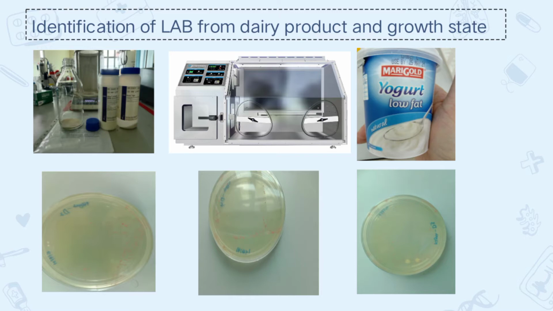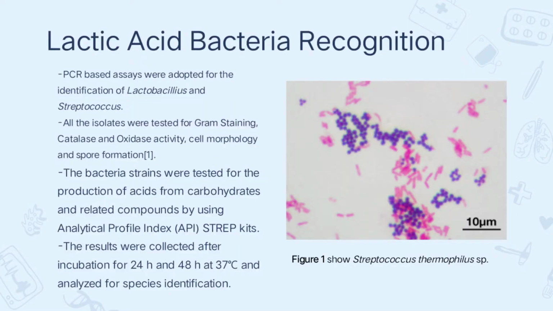During the isolation, a 300 mg yogurt sample was used and diluted into 900 mg of sterile saline water using an autoclaved Eppendorf tube. Next, for lactic acid bacteria recognition, PCR-based assays were adopted for the identification of Lactobacillus and Streptococcus. All the isolates were tested for Gram staining, catalase and oxidase activity, cell morphology and spore formation.